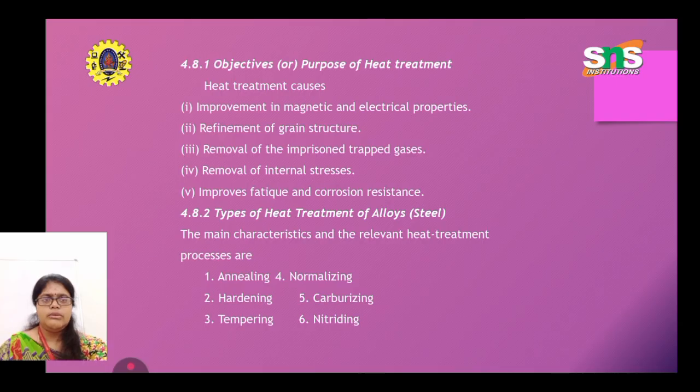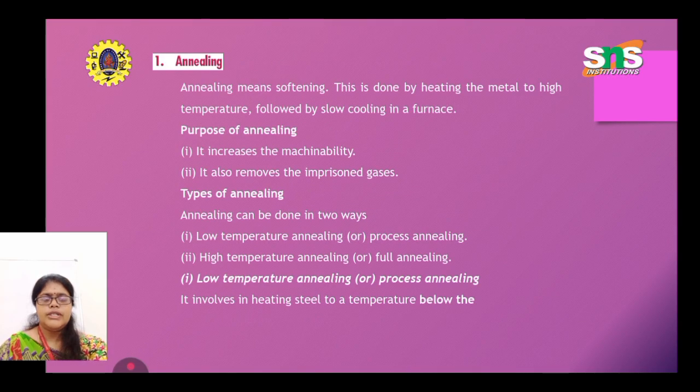Now let us see one by one. First is annealing. Annealing means softening. This is done by heating the metal up to a very high temperature followed by slow cooling in a furnace. What's the purpose? It increases the machinability. It also removes the imprisoned gases that are present inside steel.